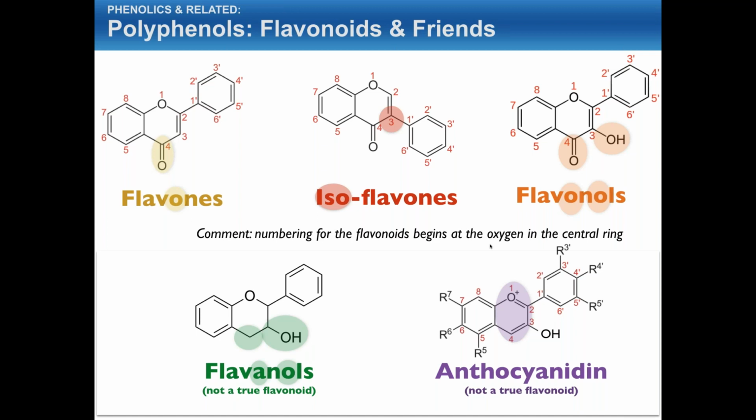And then the final group is the anthocyanidin. Here you have an alcohol group, and you also don't have that ketone group. So the flavonoids usually refer to the ketones, but flavanols aren't technically a flavone, though they're related to it.